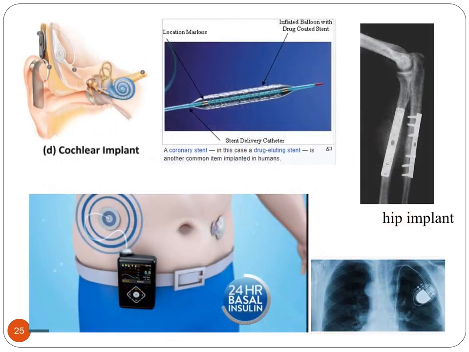These are examples of implantable devices. Cochlear implant for hearing problems, and this is the stent for the coronary artery. And this is a hip implant, and this is the pacemaker, and this is an implantable insulin pump.